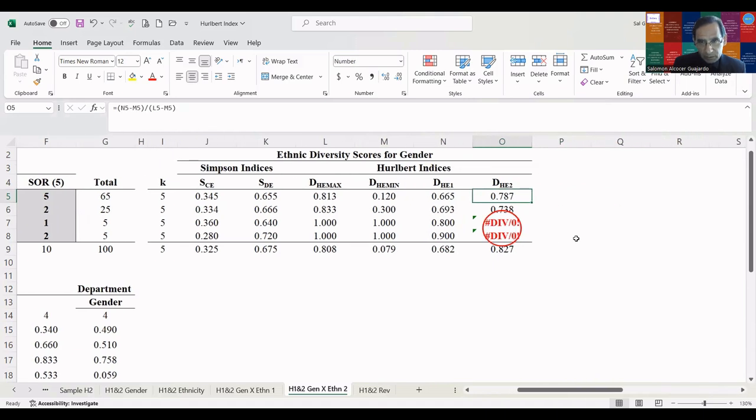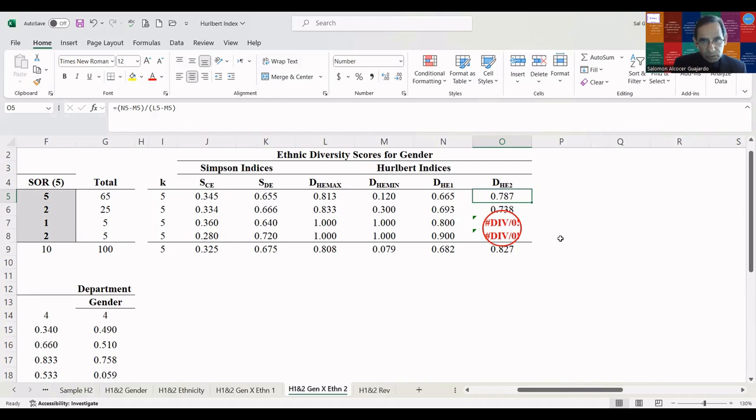indicating that there is a 78% chance that two individuals, two males of different ethnic groups, will come in contact with each other. But there's the relative probability. The other interpretation is that 78% of the relative maximum score was obtained.